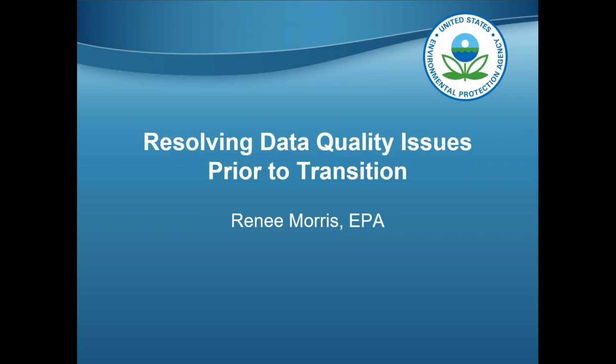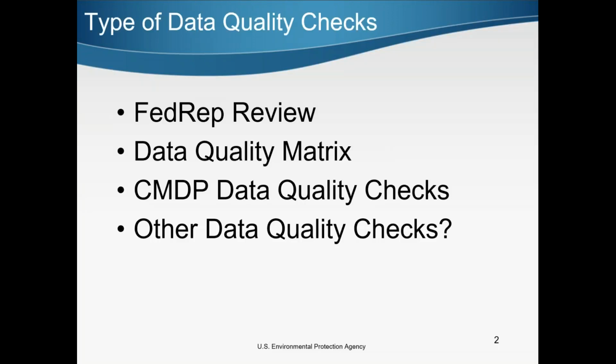So I want to talk about resolving data quality issues prior to even getting to data migration. The types of data quality checks you can do on your data before you even think about transition or migration is the FedRep. Review your files, any issues that you didn't address. I'm going to do those same kind of data quality checks. So if you fail on your system, they're going to fail when you try to do the data migration.